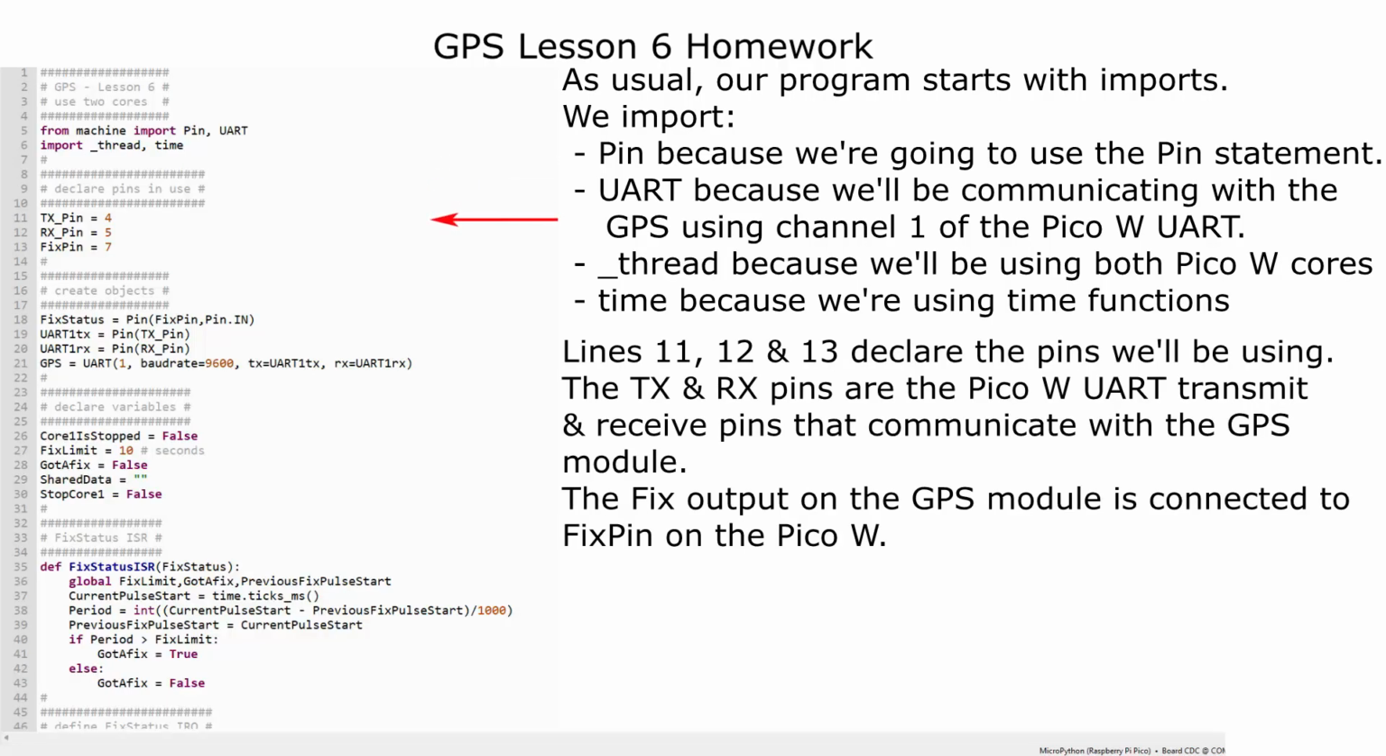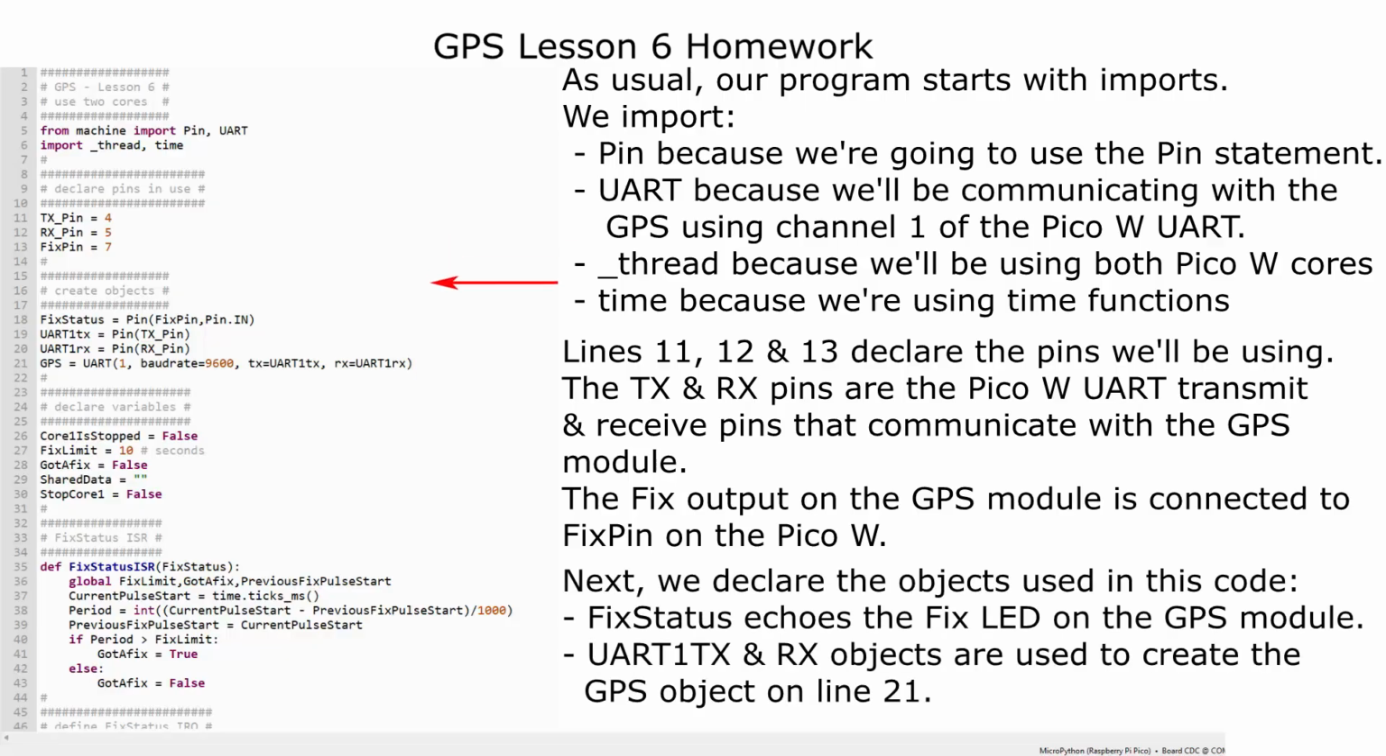Lines 11, 12, and 13 declare the pins we'll be using. The TX and RX pins are the Pico W UART transmit and receive pins that communicate with the GPS module. The fix output on the GPS module is connected to the fix pin on the Pico W. Next, we declare the objects used in this code. Fix status echoes the fix LED on the GPS module. UART1 transmit and receive objects are used to create the GPS object on line 21.